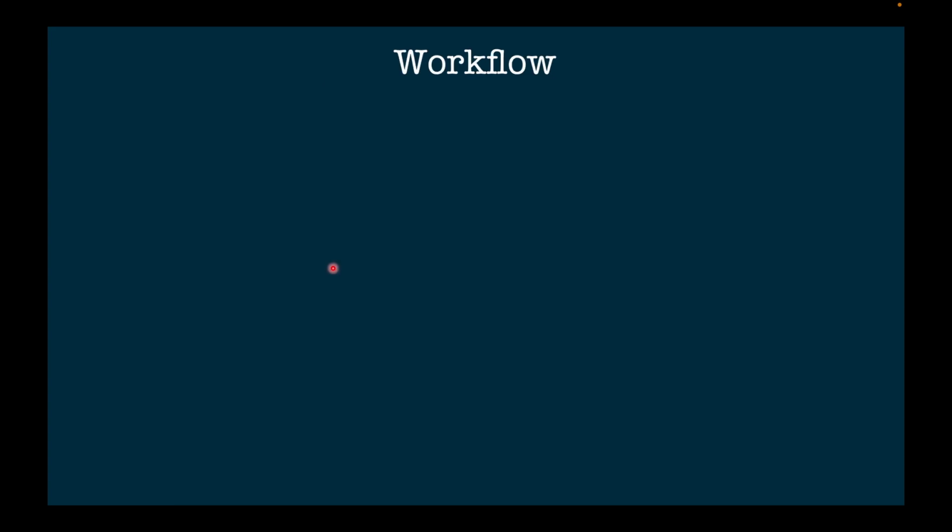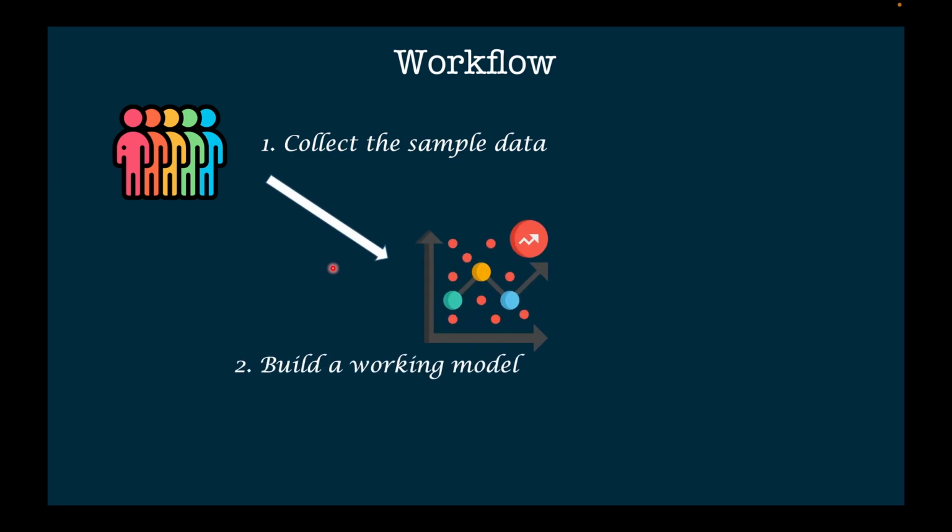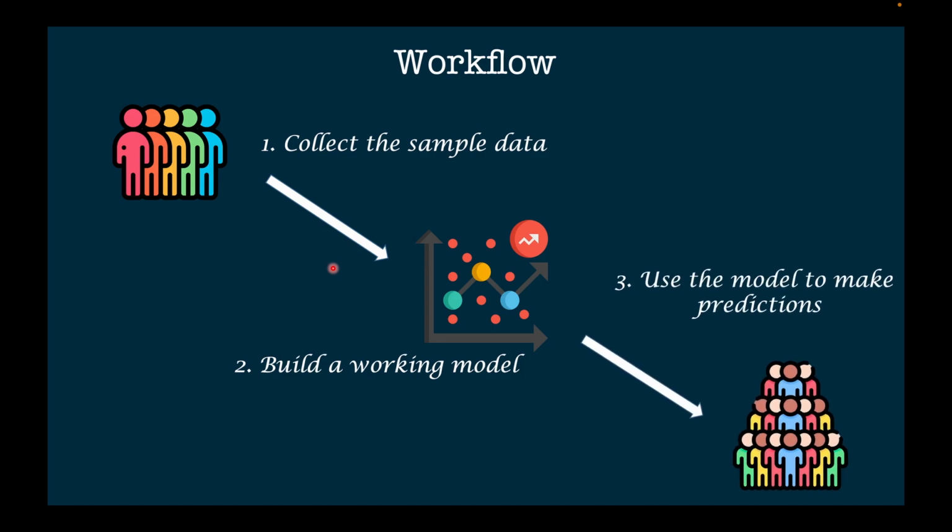Now let's just see how it works. The first step involves the collection of sample data. In sciences, we can call this experimental data or observations. In the next step, we make a statistically robust model that works for our sample data. And in the end, we make predictions for a large population based on this model.